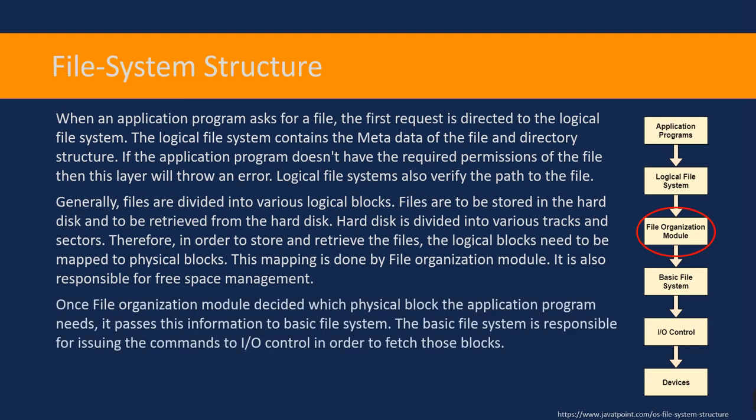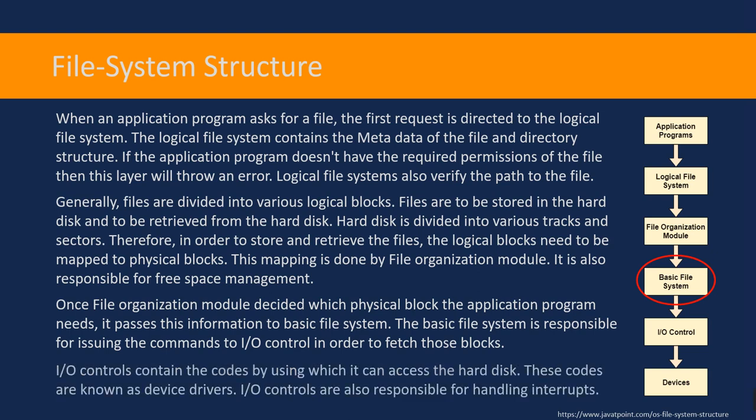Once the File Organization Module decides which physical block the application program needs, it passes this information to the basic file system. The basic file system is responsible for issuing the commands to I/O control in order to fetch those blocks. I/O control contains the codes by which it can access the hard disk. These codes are known as device drivers. I/O control is also responsible for handling interrupts.